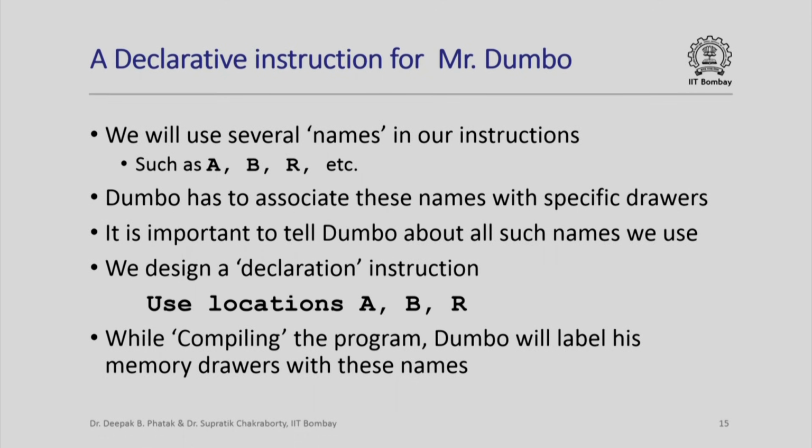So please note the difference between a declarative instruction and instructions such as input, output and assignment. A declarative instruction is looked at by Mr. Dumbo only while reading the entire program and understanding it, whereas the other instructions are actually executed when we ask Dumbo to carry out our program.